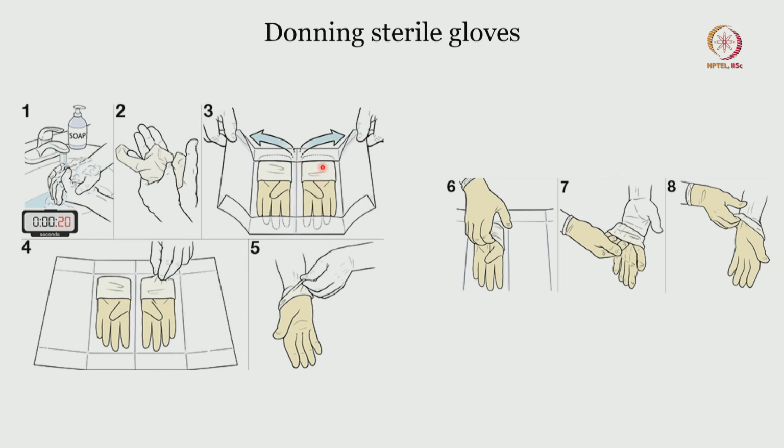Again, the gloves are folded in such a way that the inner surface is accessible. Just like what I said for the gown, the inner surface of the gloves is accessible to wear it. In order to maintain the sterility, you will be handling only the inner surface, all right. Pick it up and then insert your hand into it, then pull it across your wrist.